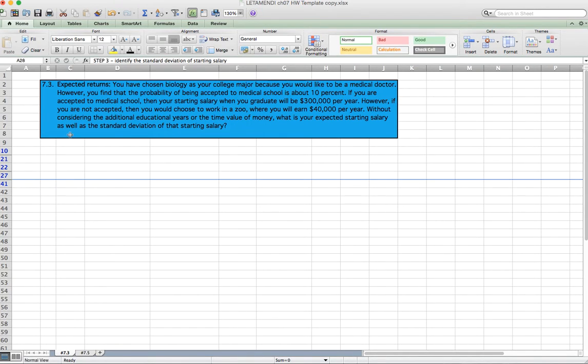As someone who has a lot of physicians in his family, I can tell you that a starting salary of $300 a year is not the reality. But just roll with the example.